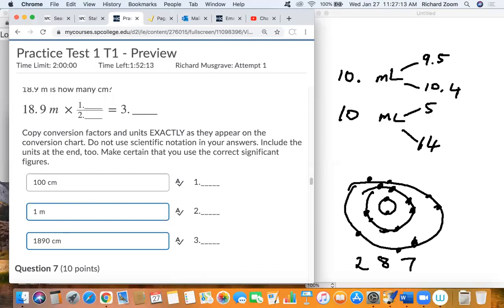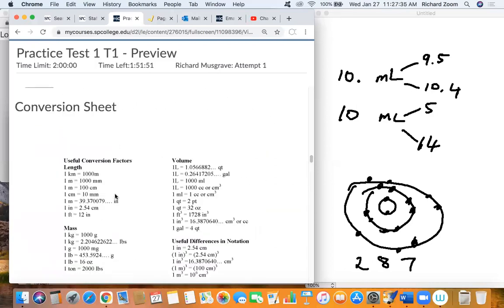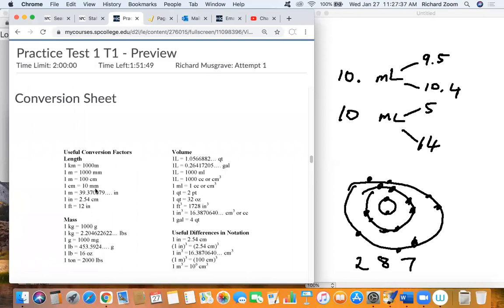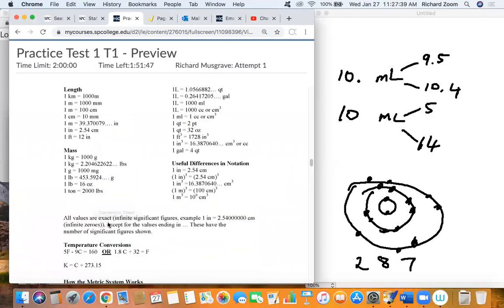Any questions? Any questions, Isra? Did you have any questions about the sig figs on that one? No. The 100 centimeters and 1 meter are not subject to significant figures because they're counting numbers, and we know that because they're exactly as they appear here.